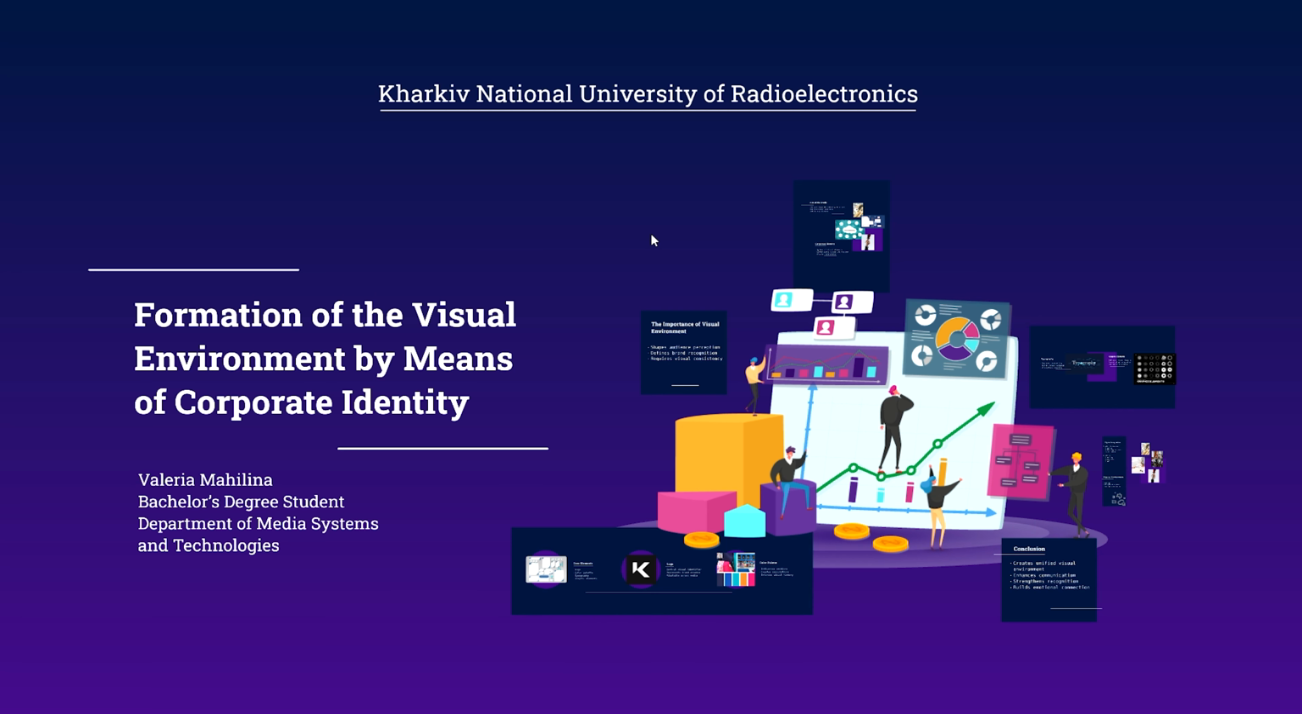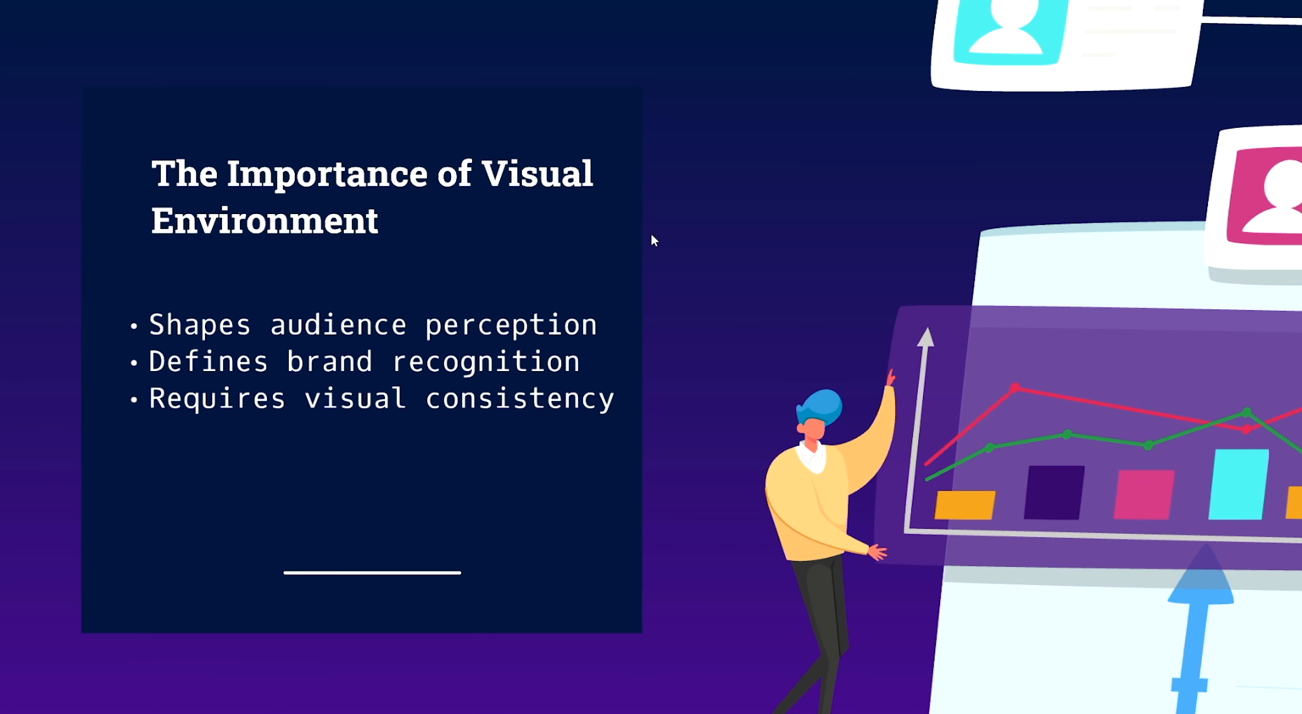In today's digital and multimedia environment, visual communication plays a central role in how organizations are perceived. Users interact with brands through multiple channels, including websites, mobile applications, and physical environments. Because of this, consistency becomes essential. A coherent visual environment helps audiences recognize a brand instantly and understand its message more clearly. Without this consistency, communication becomes fragmented and less effective.